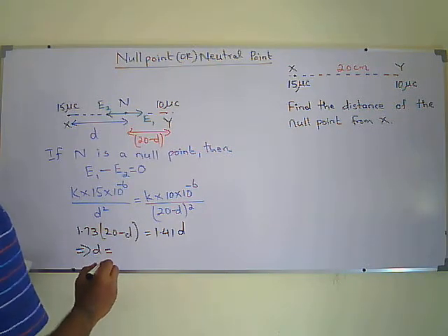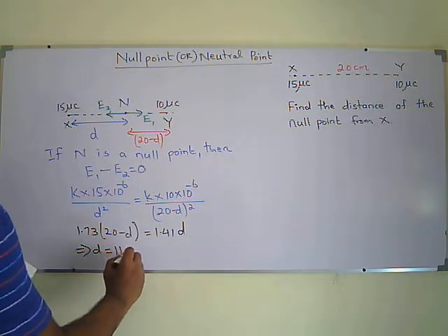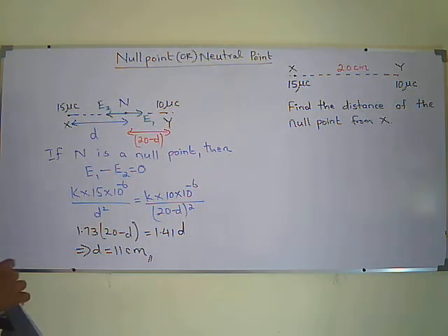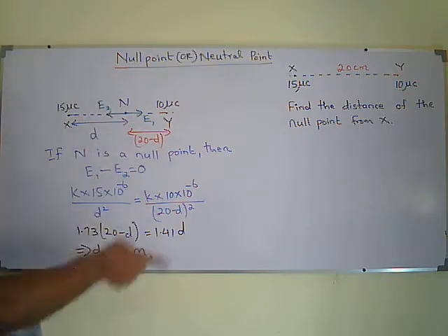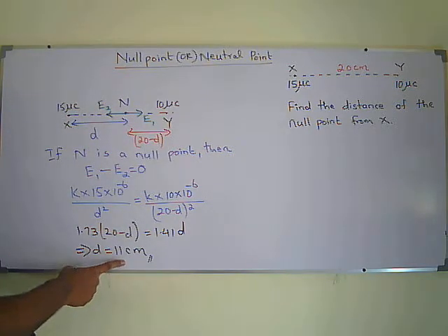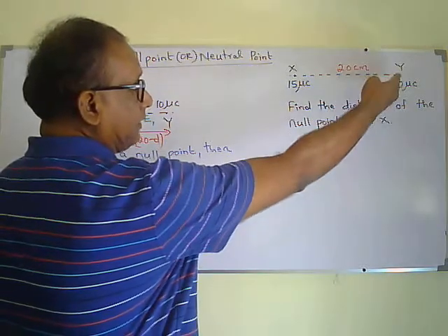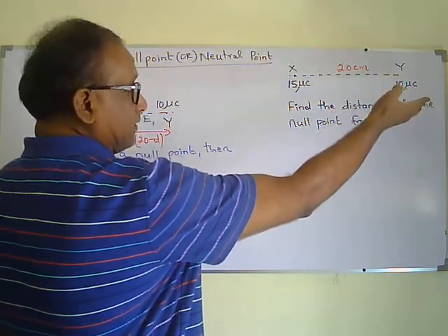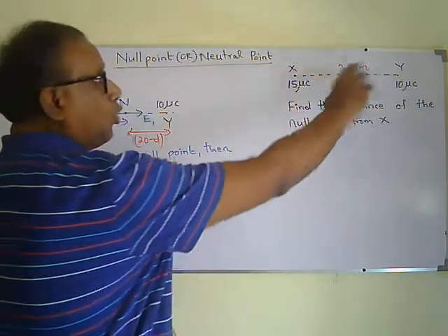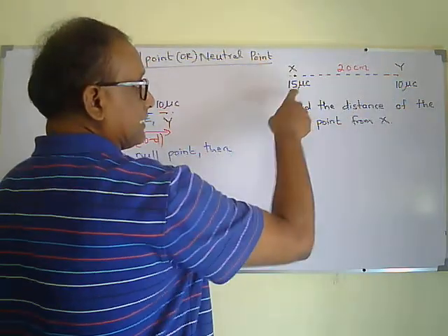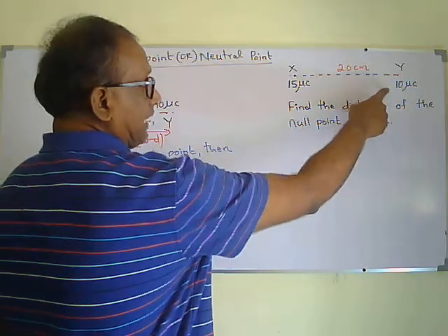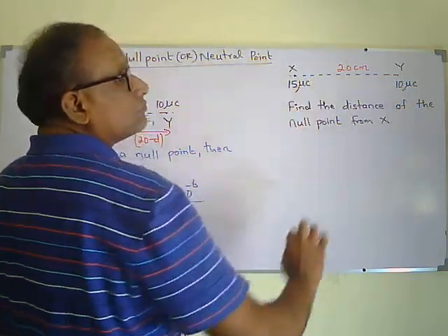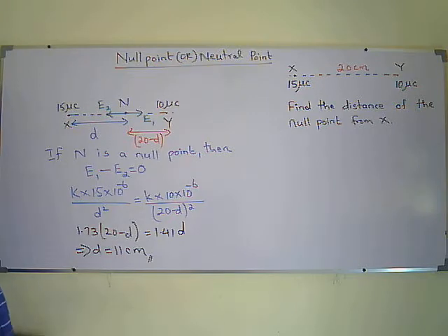d will be equal to 11 centimeters. So there will be a null point or neutral point at a distance of 11 centimeters from X. You can see that that is more than 10, and 10 is the midpoint of X and Y. It's more than 10 centimeters, 11 centimeters, because it will be closer to Y. The reason is that this is a stronger charge than this one. So the null point will be far away from the stronger charge, or the larger magnitude of charge.